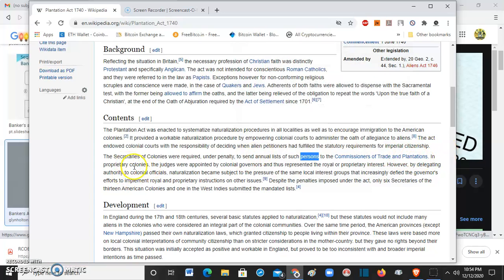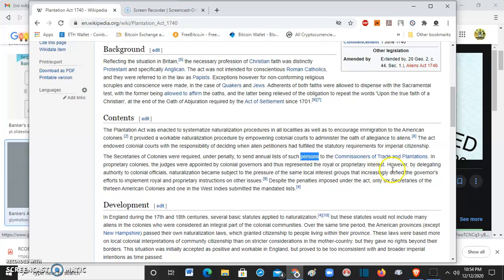In the proprietary colonies, judges were appointed by colonial governors and thus represented the royal or proprietary interest. So we all know what these courts are. They're corrupt, right? So a lot of things they flipped, they switched up, right? A lot of things got rewritten, rearranged. So you don't know what really happened the way it really happened, right? So a lot of things got flipped upside down, and who is who, you're confused, right? This is what gets you confused and makes you ignorant, so you don't know what you're talking about.